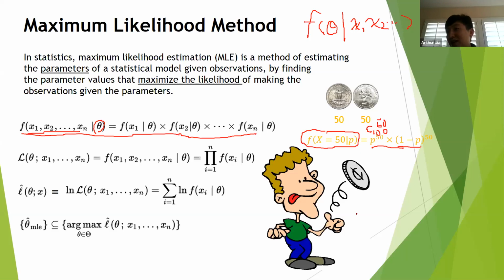The denominator should be 100, because that's the total number of trials, and the numerator should be the number of heads showing up, right? Intuitively, this is the way we can estimate this P. Does that make sense? Okay, now let's translate this experiment into our project.